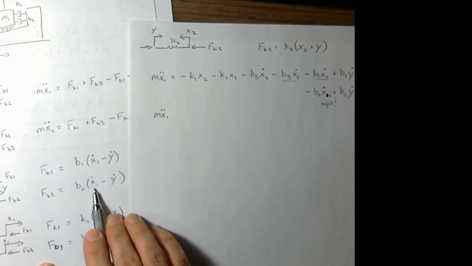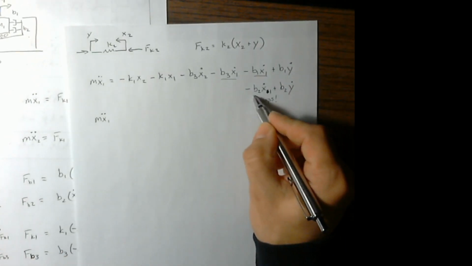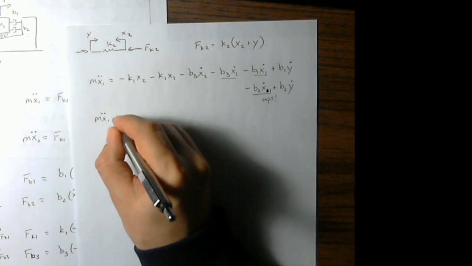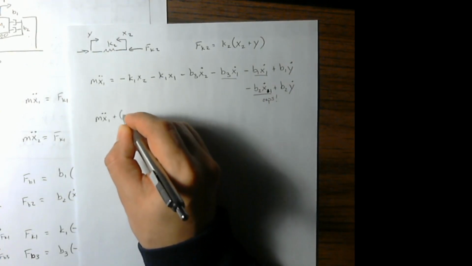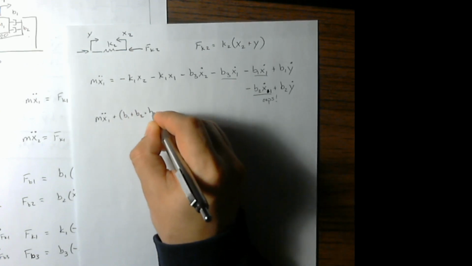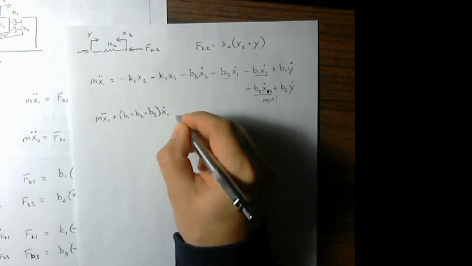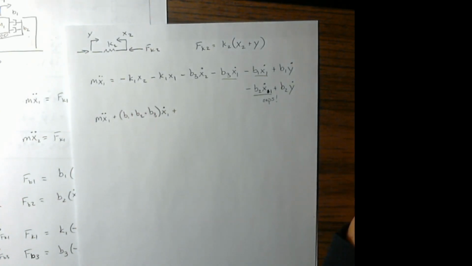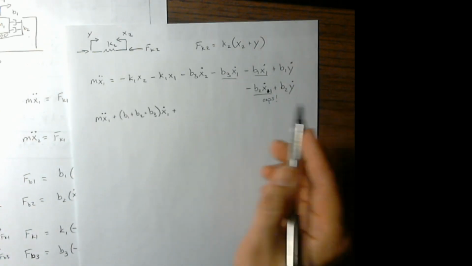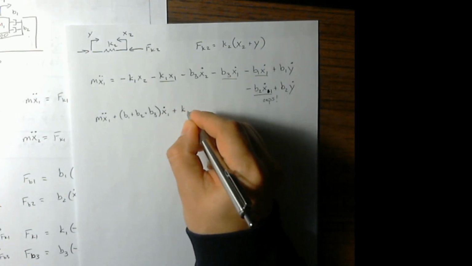Yeah, right here. Copied the wrong one. Oopsies. There we go. 1, 2, 3. There's that. All right, and now all the x1s, so that's the only one I see, plus k1 x1.